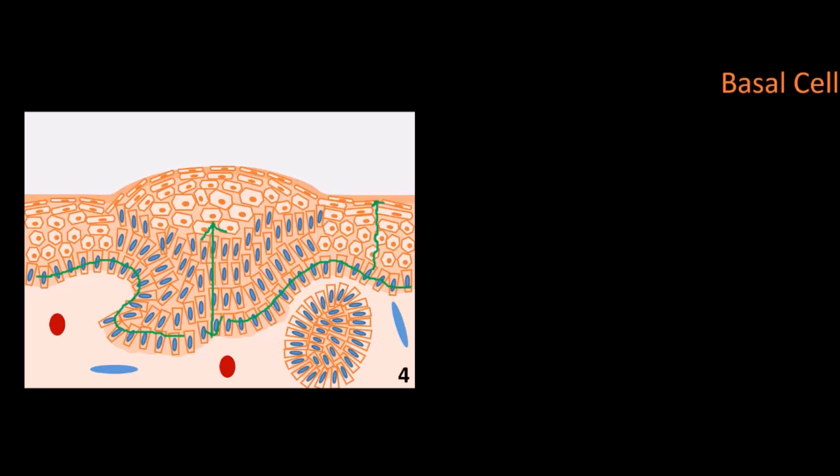And as they differentiate toward the top of the epidermis, the nuclei get much smaller until they almost entirely disappear and the cell is filled with keratin. So that's why the cells at the bottom in the basal cell layer have the most prominent nuclei of all of the layers in the epidermis.